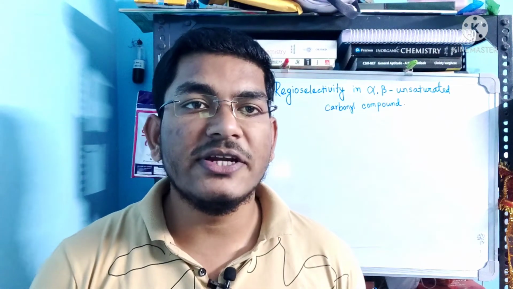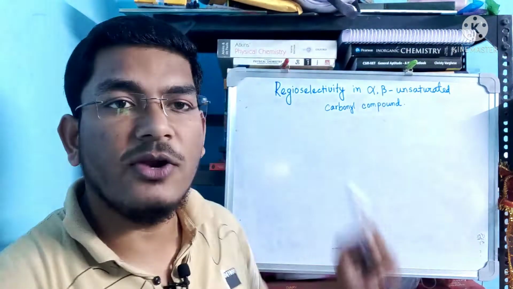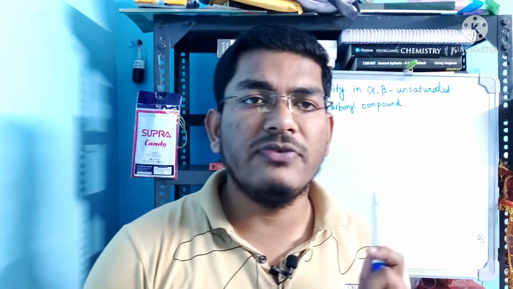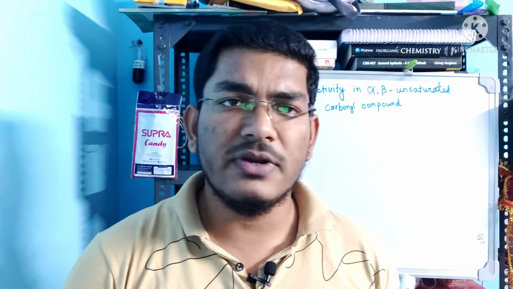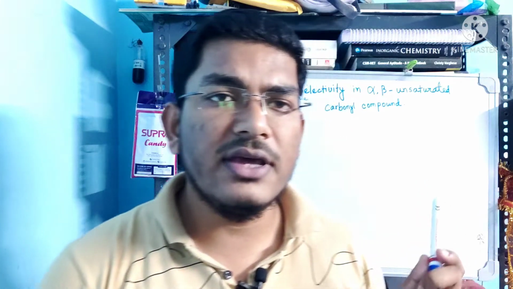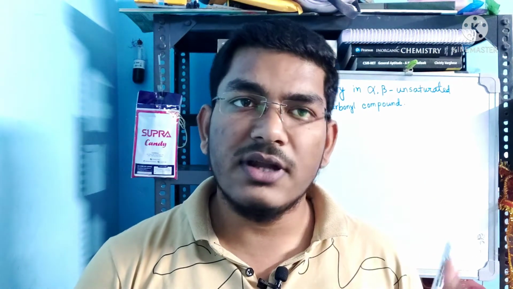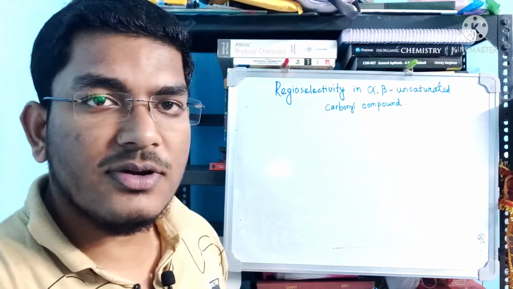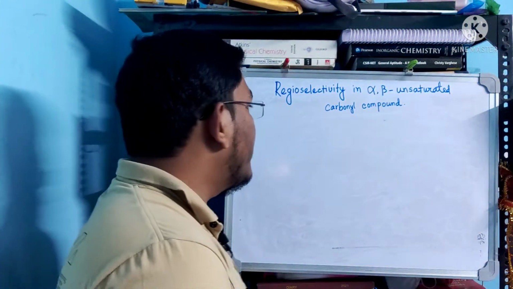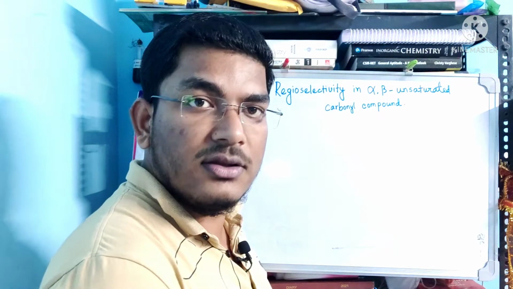Today's topic is regioselectivity in alpha beta unsaturated carbonyl compounds. This topic is very important for CSIR NET and GATE aspirants because every year this kind of question is asked. Now let's check. At first we start with a simple carbonyl compound.